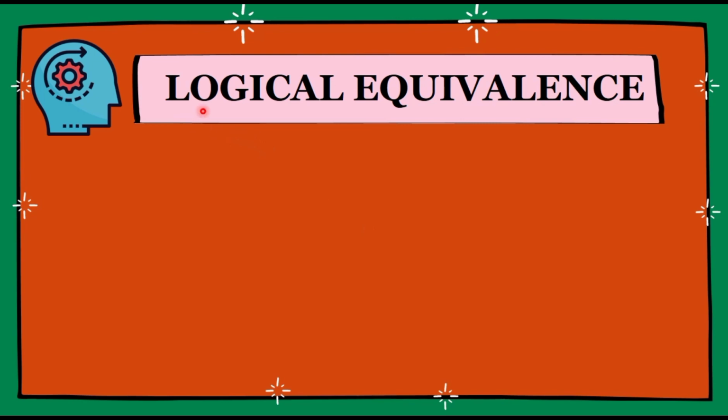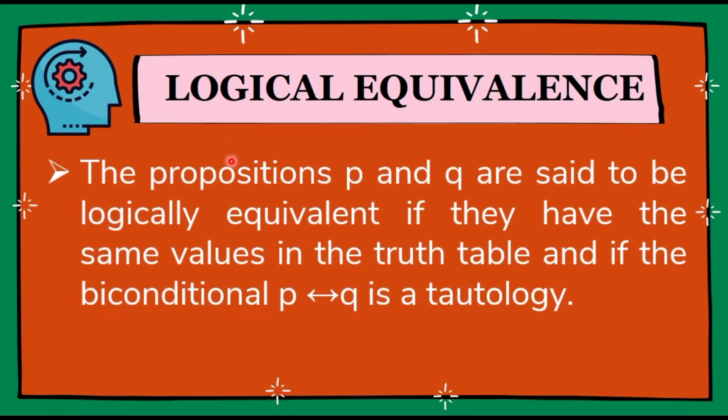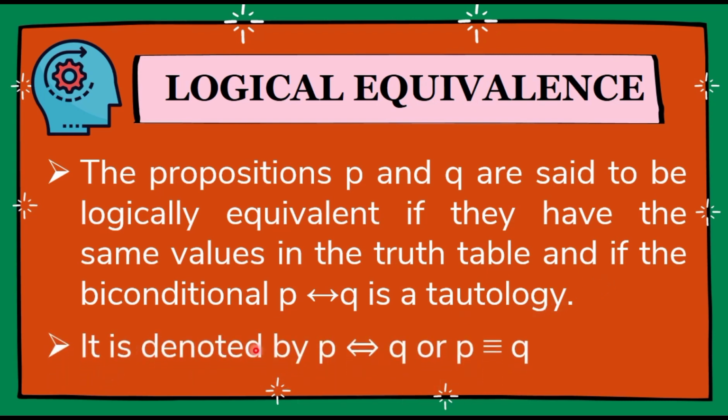Logical equivalence. The propositions P and Q are said to be logically equivalent if they have the same values in the truth table and if the biconditional is a tautology. Meaning to say, it can be called logical equivalence if it satisfies two conditions. One, it has the same values in the truth table, and two, the biconditional is a tautology. It is denoted by this symbol. You can use this symbol or this symbol.